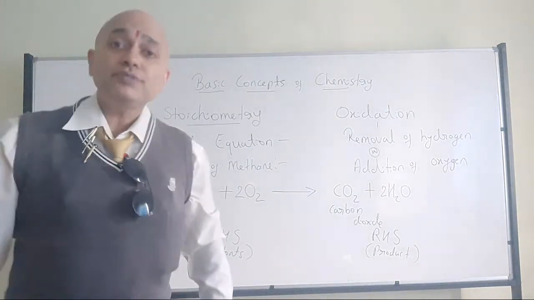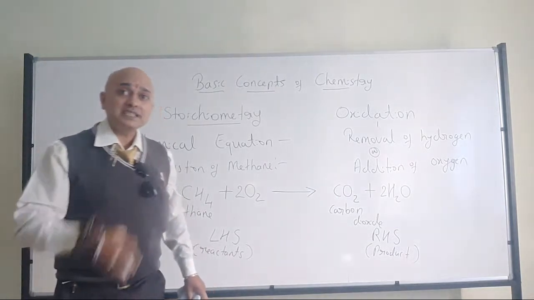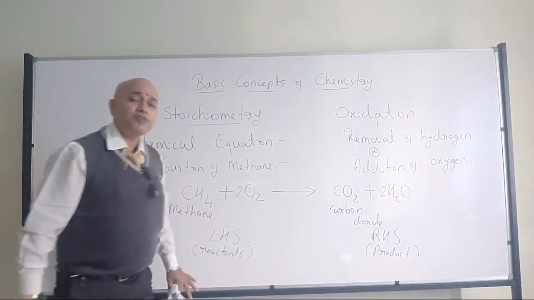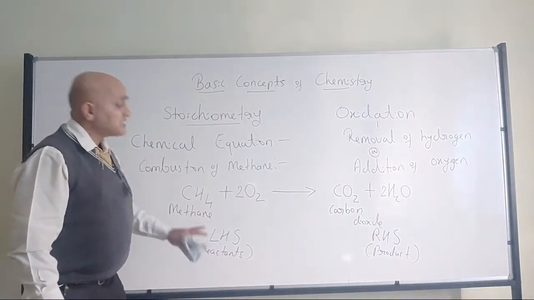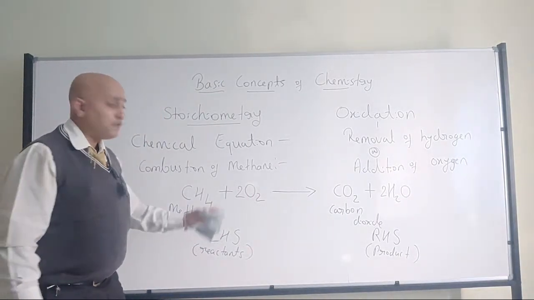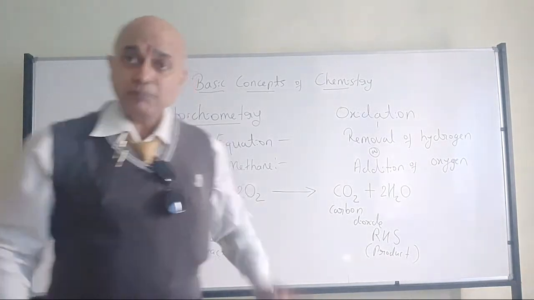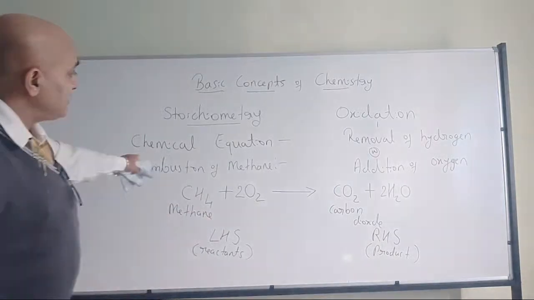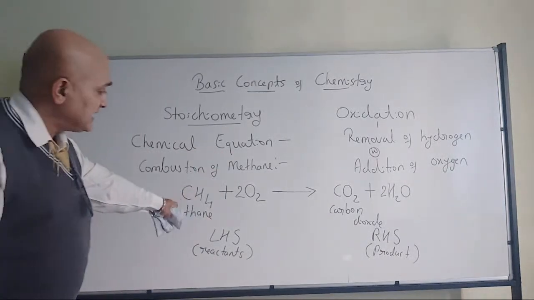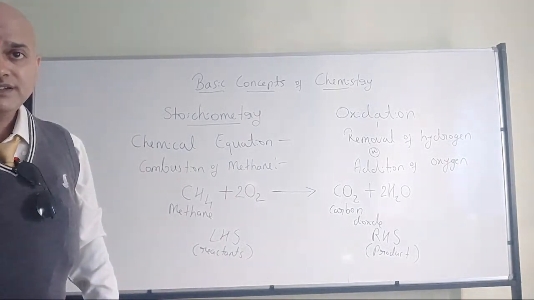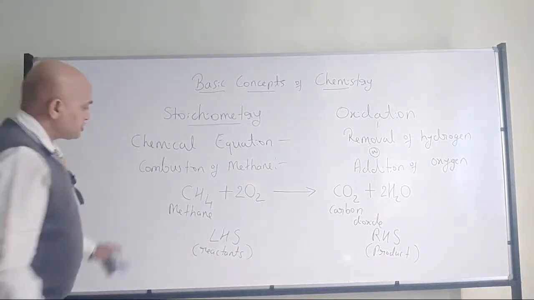So what I mean to tell you is, depending on the condition I am providing for a chemical reaction, based on that it will be decided which will become a reactant and which will behave as a product. But in this case, since I have written combustion of methane, this should be a reactant, that should be a product. Okay? All of you have understood?